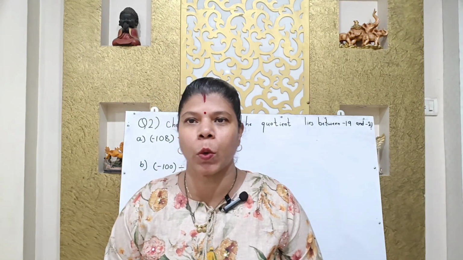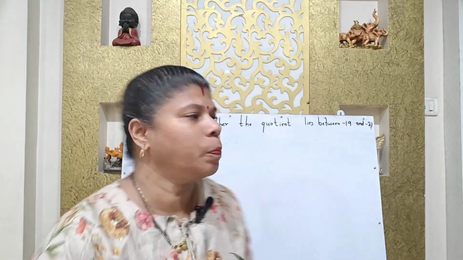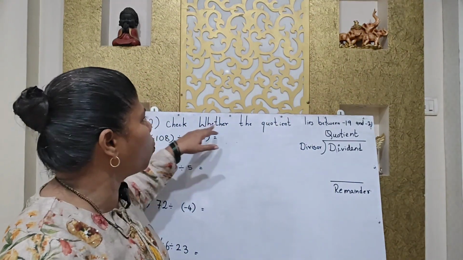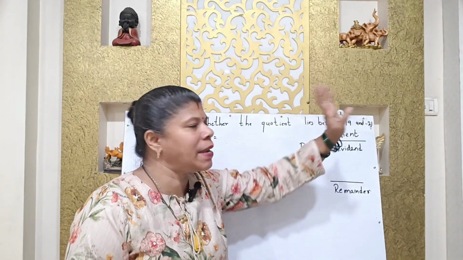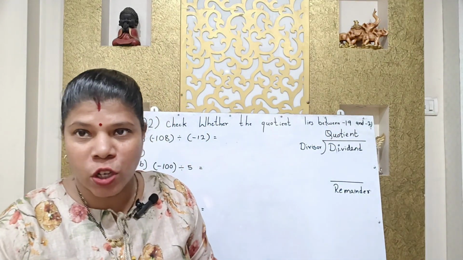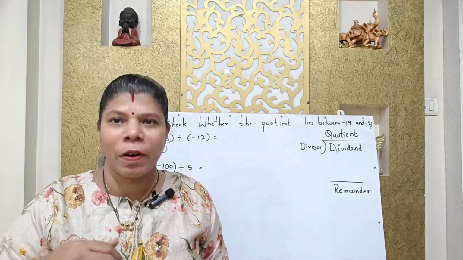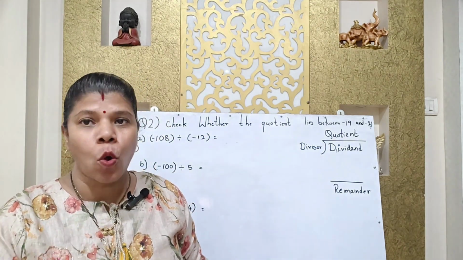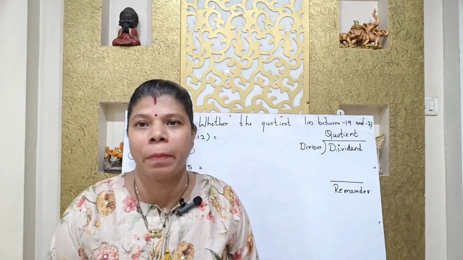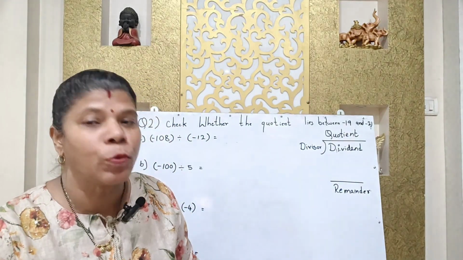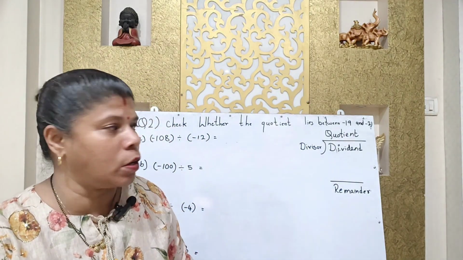Today we are going to start with question number 2. They had asked, check whether the quotient lies between -19 and -21. हमें पूछा गया है जब हम डिवीजन परफॉर्म करेंगे तो हमारा क्वोशिएंट -19 और -21 के बीच में आ रहा है या नहीं. तो पहला क्वेश्चन, व्हाट इज अ क्वोशिएंट?